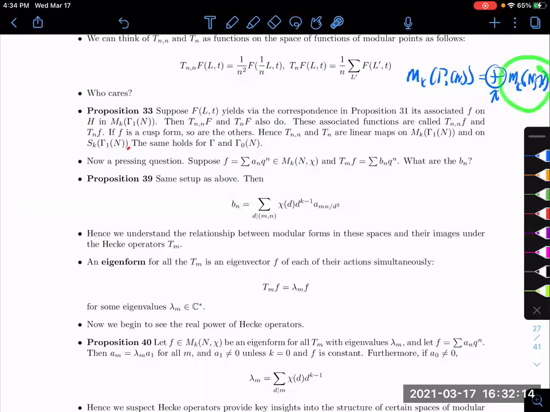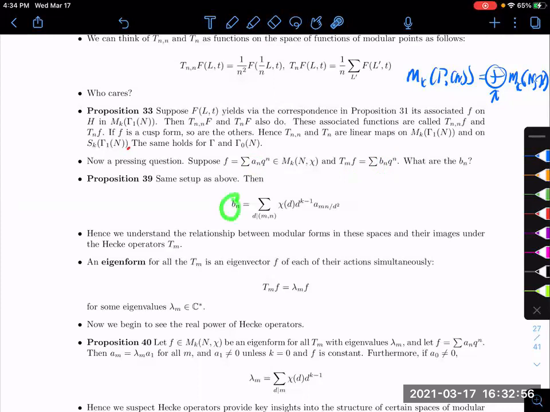Let me take a modular form that lives here for some character chi, and let me write down its Q expansion. Then I know from proposition 33 that if I act on F with one of these Hecke operators, I'm going to get another modular form in the same space. The question is, do Hecke operators play strongly enough with the spaces of modular forms that we can understand what these coefficients B sub n of the Q expansion of the image of F under this Hecke operator are, in terms of the original coefficients A sub n? And the answer remarkably is yes.